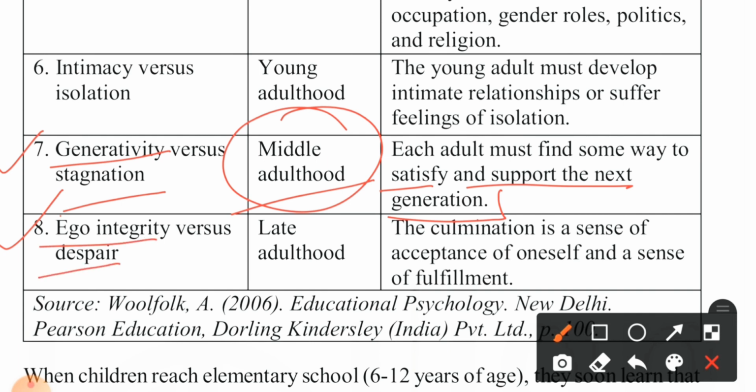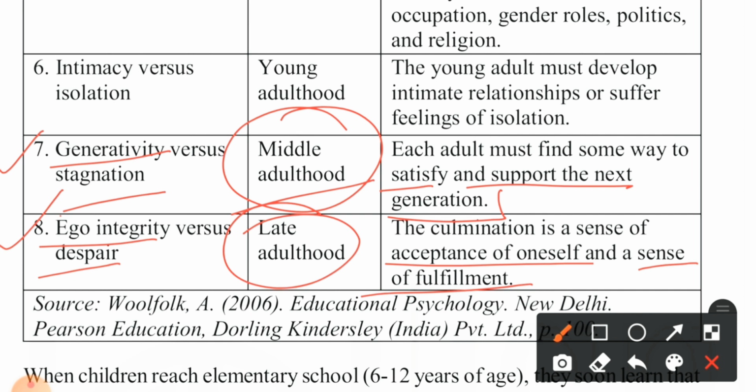And what is this despair here? It is the feeling of having lost all the hope. When somebody loses all the hope in life, that is called despair. So this is the late adulthood. The culmination is a sense of acceptance of oneself, or the sense of fulfillment.